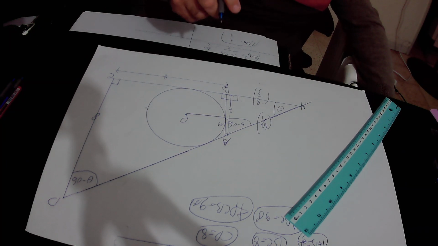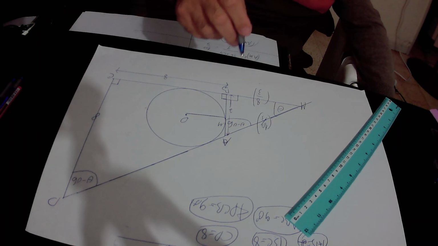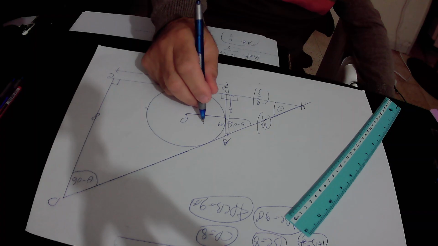Point O is the center of the circle, point M is the point of the circle itself. This is exactly the definition of a radius. So OM is the radius of the circle that we define as X.